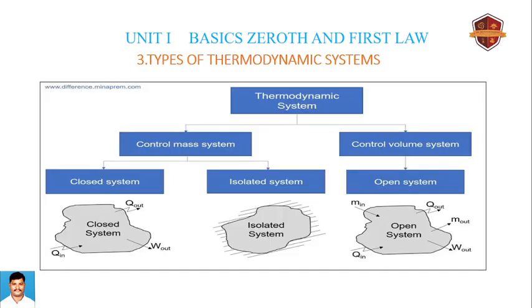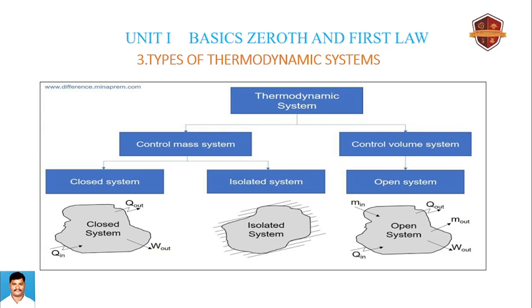Next, types of thermodynamic system. There are two types. First one, control mass system. Second one, control volume system. There are two types of control mass system. First one, closed system. Second one, isolated system. Control volume system has one type, that is open system.